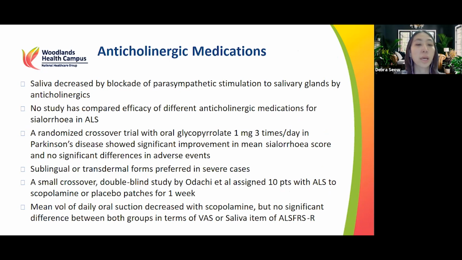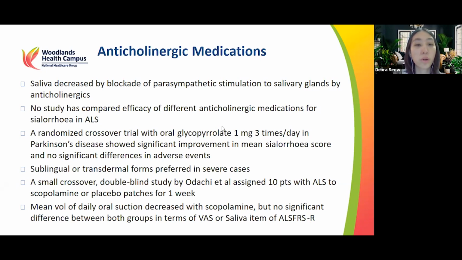So no study has actually compared the efficacy of different anticholinergic medications for sialorrhea. A randomized crossover trial done in patients with Parkinson's disease with oral glycopyrrolate, 1 milligram 3 times a day, showed that there was significant improvement in the mean salivary score and no significant differences in adverse events. Sometimes in severe cases, we may prefer sublingual or transdermal forms.